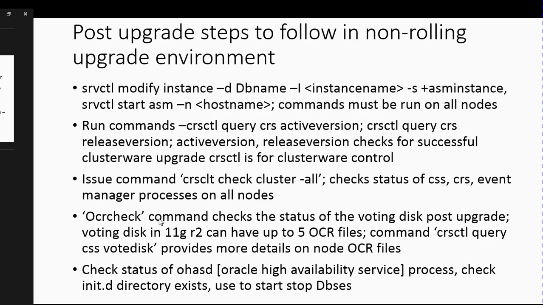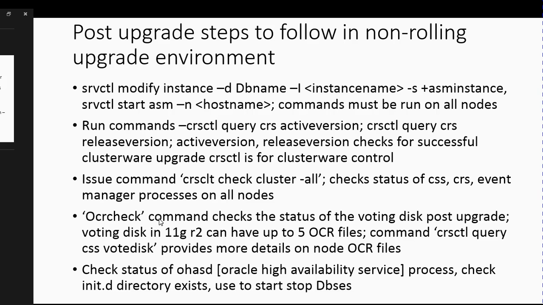Typically what would show up in an OCR check is the number of the different OCR files for the different nodes. So if you have a 3-node environment configured, it should show 3 OCR files. And the maximum number of OCR files per Oracle cluster registry is 5.